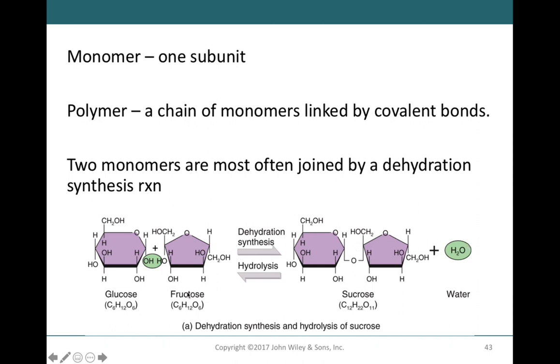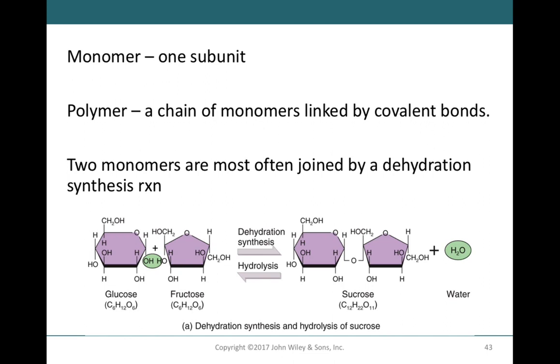Glucose and fructose are two different types of carbohydrates, and because of that, they are monomers. Glucose and fructose are two individual subunits of carbohydrates. When we bring them together, we have a very simple polymer, but it is a polymer because there's more than one carbohydrate here. Sucrose is just the name for a glucose and a fructose molecule that have been combined.